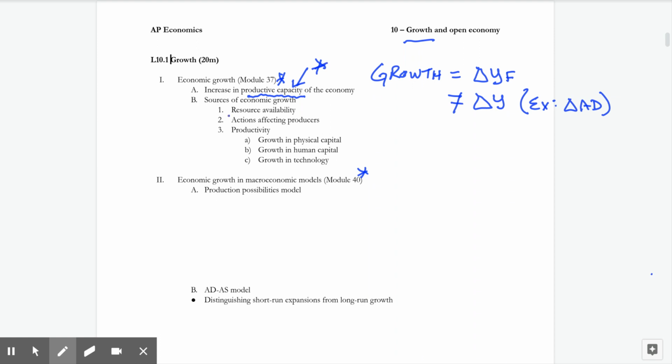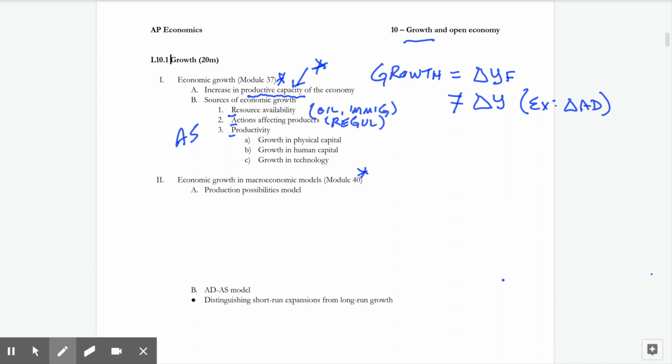Now, there are three sources of economic growth. Those are resource availability, actions that affect producers, and productivity. And these are the aggregate supply shifters. So if you remember, we had IRAP, inflationary expectations was also part of that. We wouldn't necessarily say expectations about inflation are a source of economic growth, but the other three things are. So here we're talking about oil, or we're talking about immigration, right? We're talking about things that affect how many resources you have. Here we're talking about, I'm putting these in parentheses, regulations.